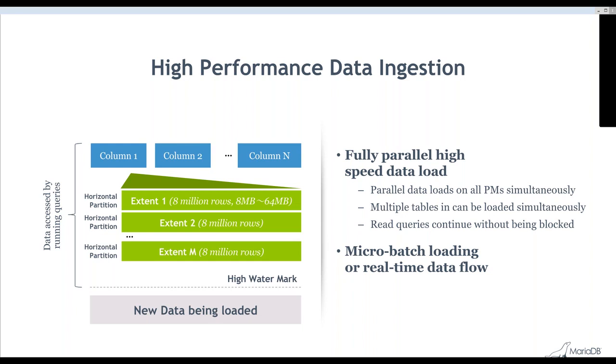Next, I'll cover data loading. ColumnStore provides a very high-speed parallelized data loader called CP import. This interacts directly with each of the PM nodes for maximum parallelism and performance. Multiple tables can also be loaded in parallel.